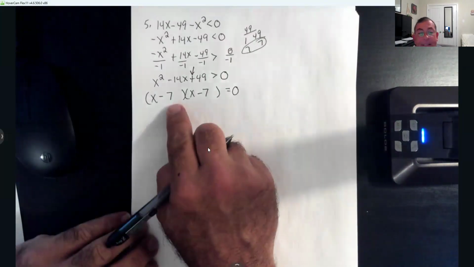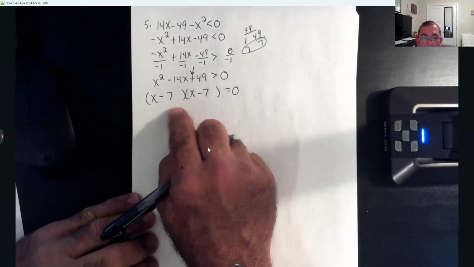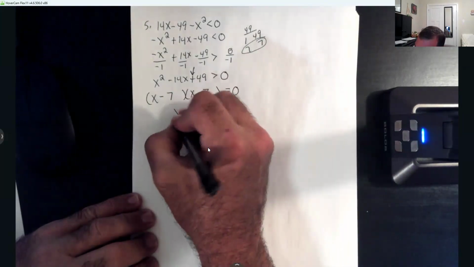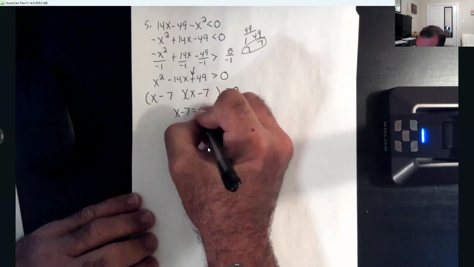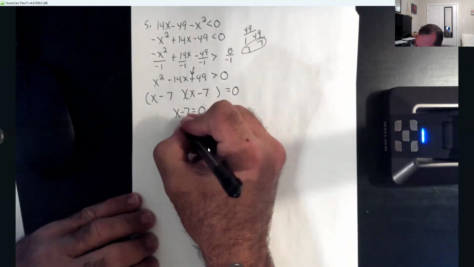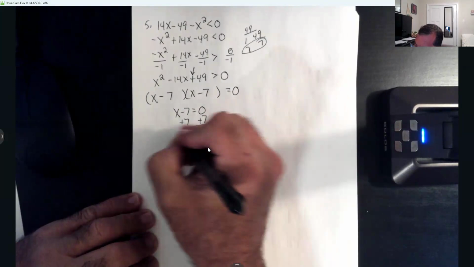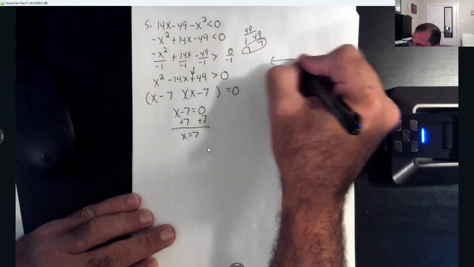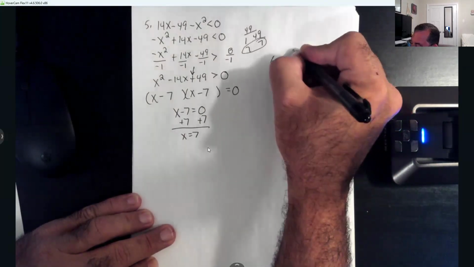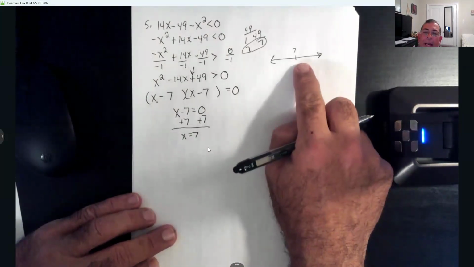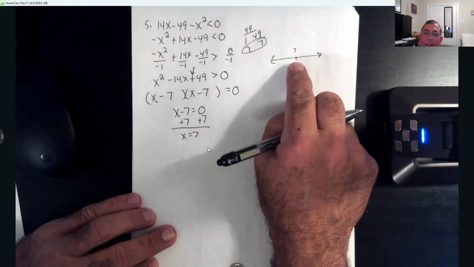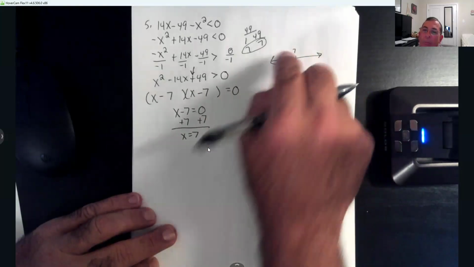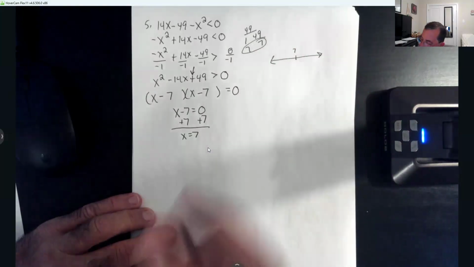Notice, this is the first star I gave y'all: repeating answers. I'm only going to set one of them equal to 0 and solve it by adding 7. So if you had your number line, you only got one answer, which is 7. Since I only got one answer, that is the only number I'm going to kick out of my domain.